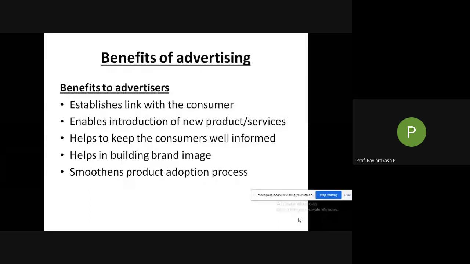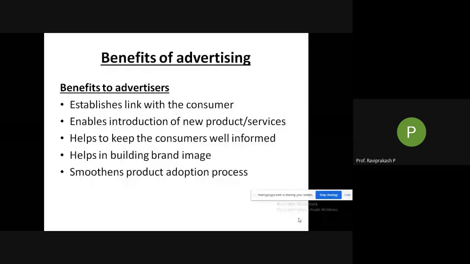Okay, next is helps in building brand image. You know what image is: what a particular person thinks when he hears the name or sees a particular product. How to build it? You need to tell them continuously about your product, so that whenever they think about something, they associate it with your product or your service or your company. That is your brand image.